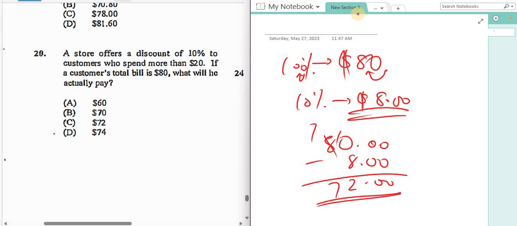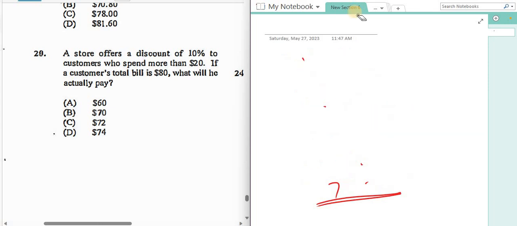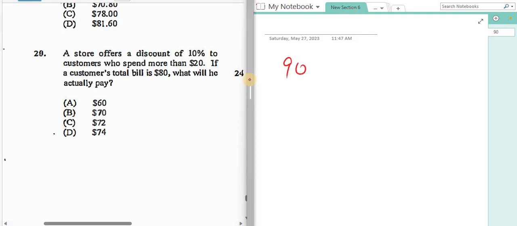Some person might decide to do it this way. They will say, okay, what percentage did he pay? Did he pay the full 100%? No. He paid 90%. Everybody agree with that? He paid what, guys? 90%, isn't it? How did he pay 90%? The 100% was reduced by 10%. So you can say, well, a quicker way of finding it is finding 90%.